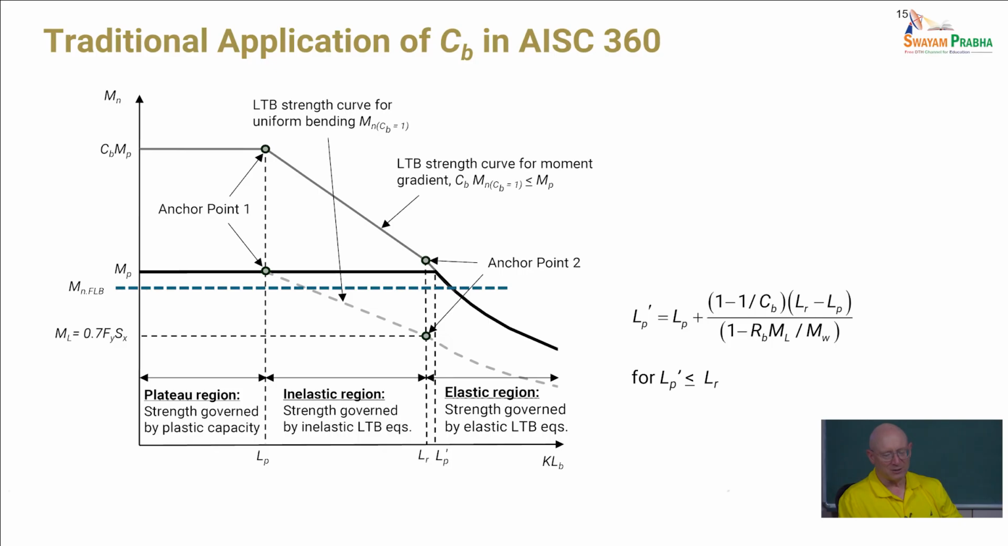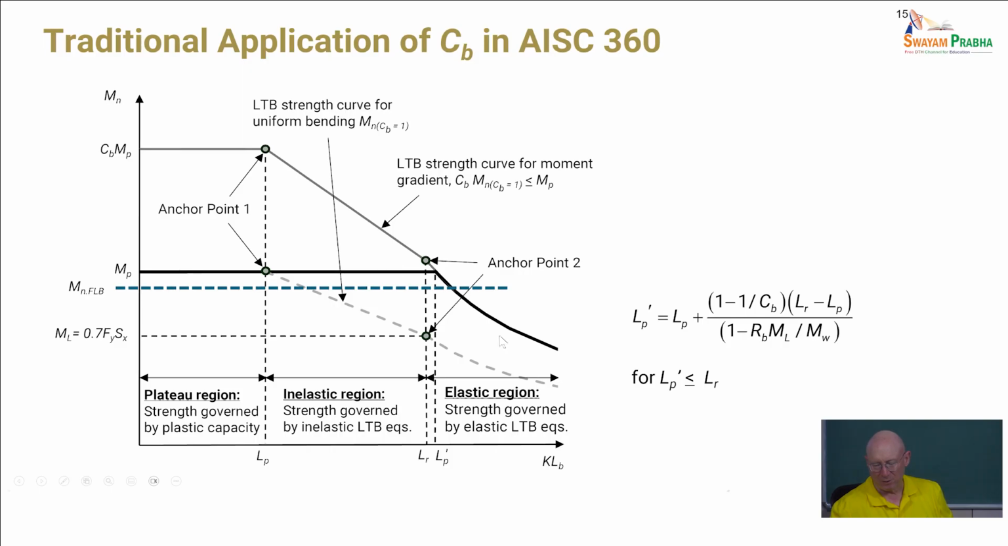And so AISC since 1986 has always taken that elastically calculated C sub B, and then we scale the entire uniform bending strength curve by that factor, but then we limit the maximum to the plateau strength. So here I'm showing it for a compact web section, so the plateau strength would be M sub P, and if you have a high enough moment gradient, you can actually create a situation where the calculated strength is an elastic lateral torsional buckling strength.